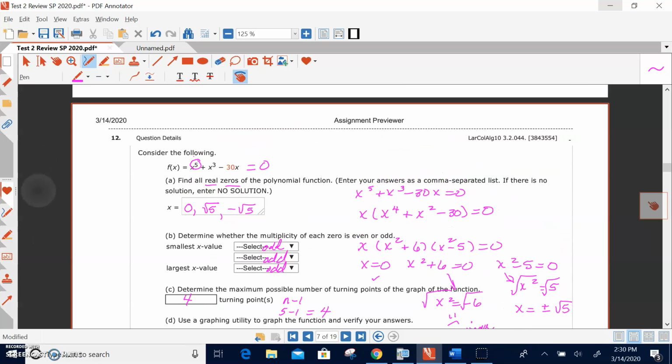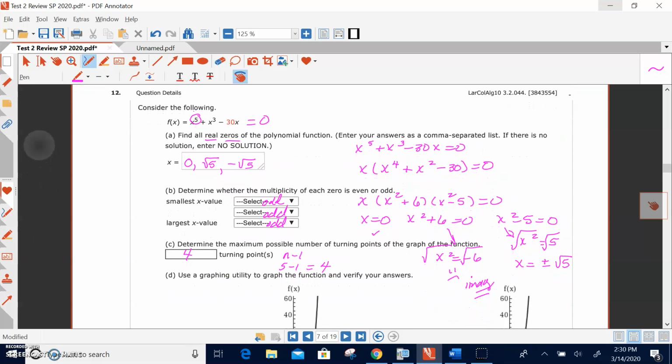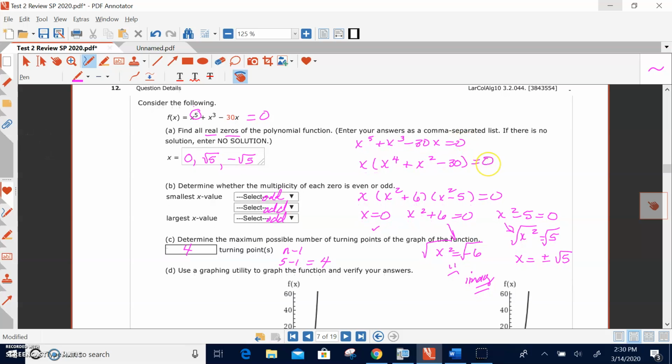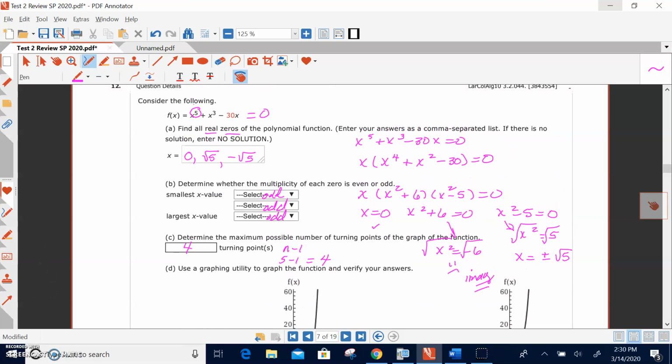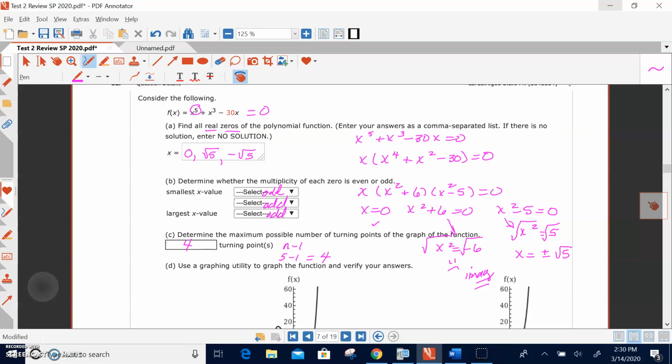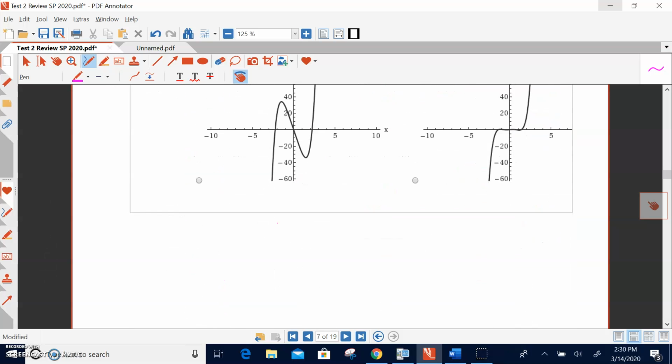Okay, so look at how we went about this. Finding the zeros by setting it equal to 0 and factoring. With our factoring, we find that we get a 0 of 0. These two are imaginary. These are plus or minus the square root of 5. They all occur once, so their multiplicity is odd. To determine the turning points, we take the degree, which is 5, and subtract 1 from it, and that gives us 4. That's the maximum number of turning points. And then we can use our calculator to verify our graph.